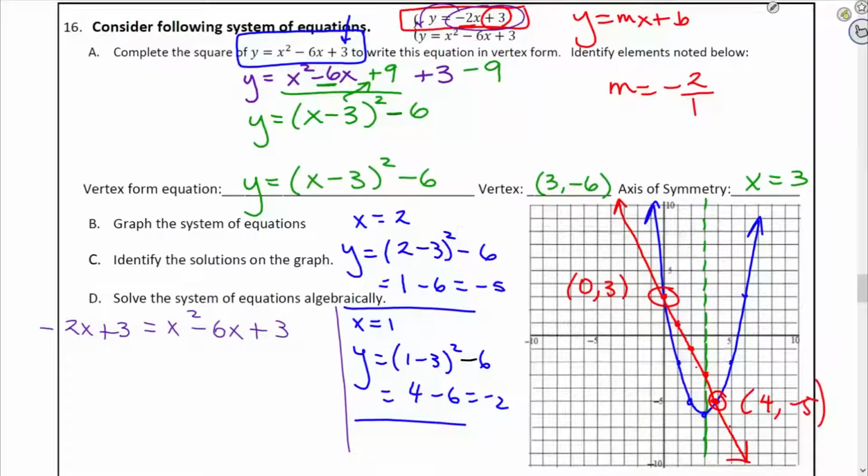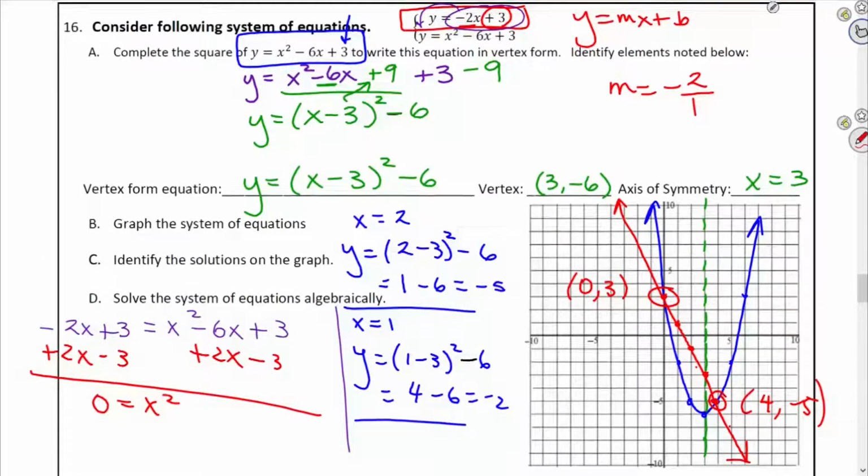Okay, now this is a quadratic. I want to get one side equal to 0, so I add 2x to both sides, and I subtract 3 from both sides, and I get 0 is equal to x squared. Negative 6x plus 2x is minus 4x, and the 3 minus 3 cancels out, which is pretty nice. And I get 0 is equal to x times (x minus 4). And so I get the solutions of x equals 0 and x equals 4, okay, which do agree so far.